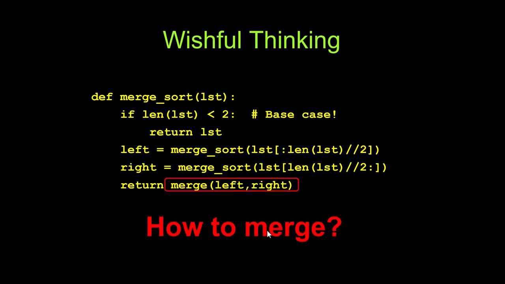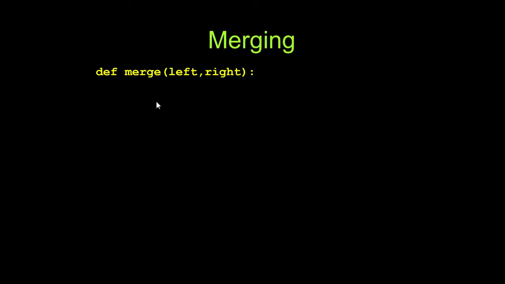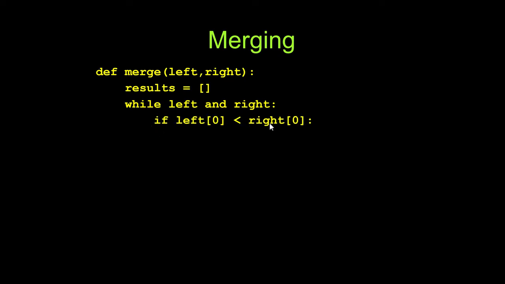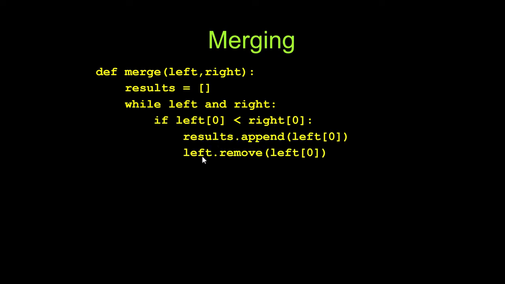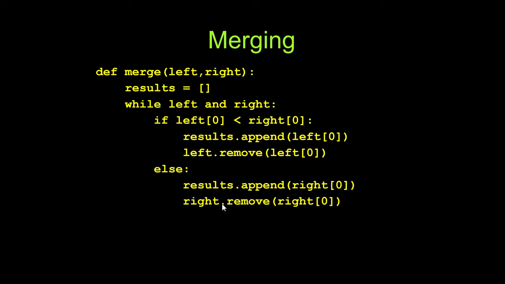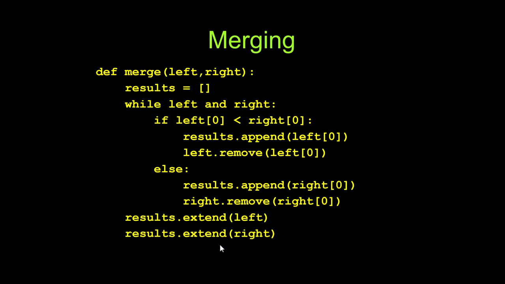The actual actions are now in the merge function. Here is the merge of the left and the right. The result of the merge is initialized to be an empty list, while the left and the right are non-empty. If the first item on the left is smaller than the first item on the right, we take the left item to be part of the results and we remove it from the left. Otherwise, we take the right to be in the results and remove it from the right. At the end of the while loop, the left or the right could be non-empty. In that case, we take all the remaining items in left into the results. We also do the same for the right, and we return the results.